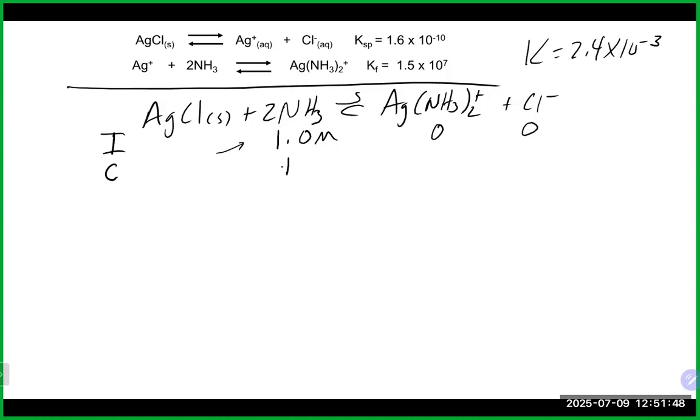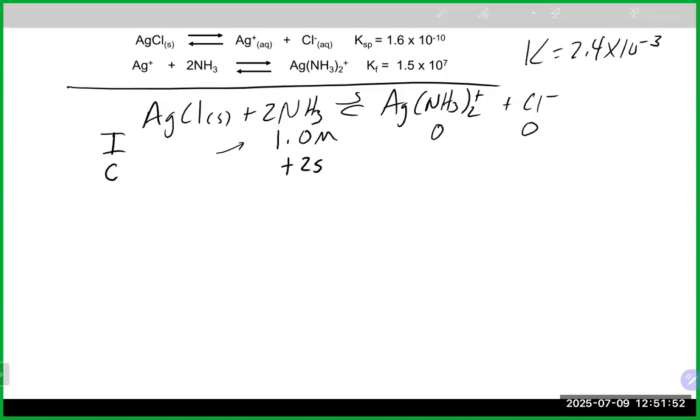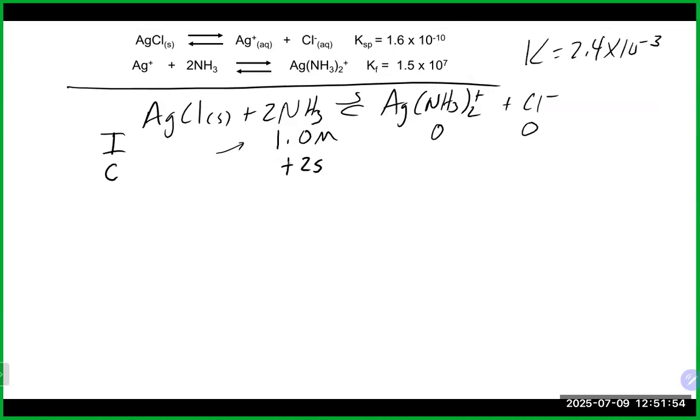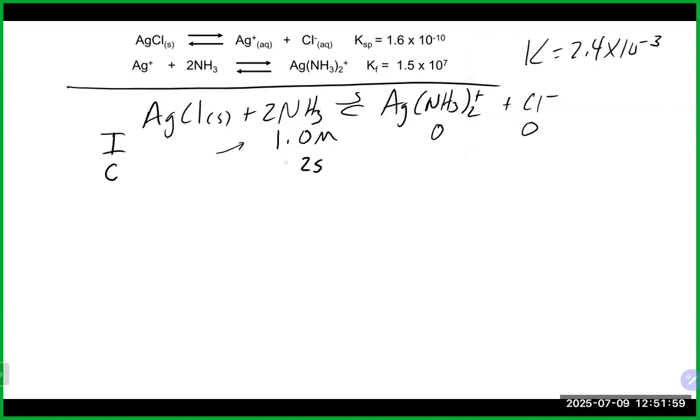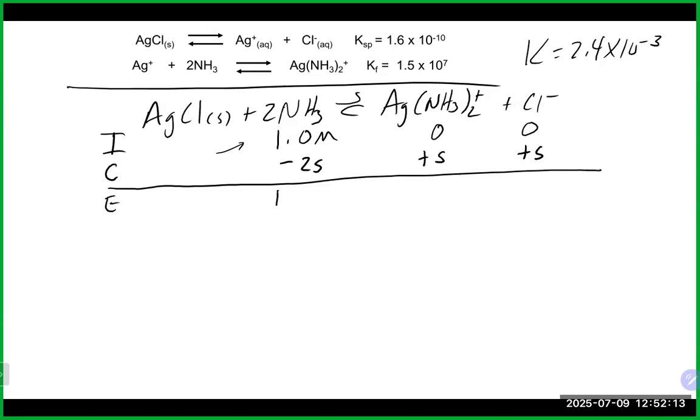So this would be plus 2s. And I'm sorry, that would be minus 2s. Minus 2s there. So that would be minus 2s, and obviously on this side, plus s and plus s. Again, a reminder that s is our molar solubility, and that's essentially what we're looking for. We will come down here in this case, and this will give us 1 minus 2s, s, and s. Any questions on the ICE table? Yeah.